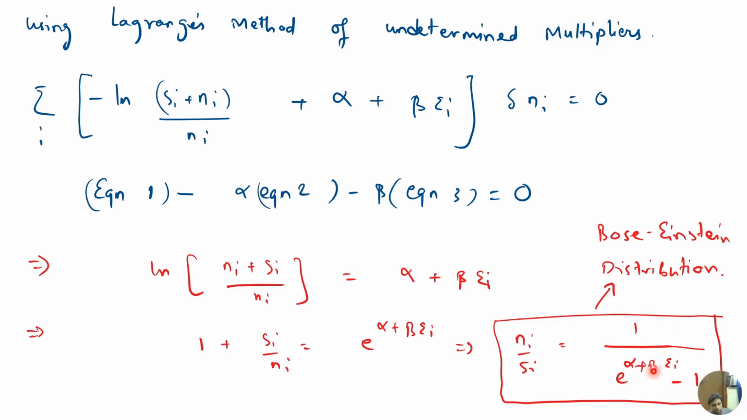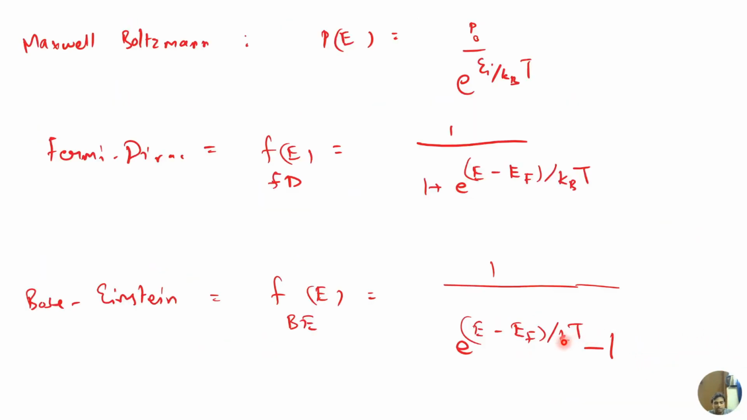Now it will turn out that beta is 1 by kBT and alpha is EF by kBT, and what we have here finally is an expression like this. So Bose-Einstein statistics will have this exponential factor minus 1, and Fermi-Dirac statistics will have this exponential factor plus 1. Mathematically it just looks like a change of sign, but it has very deep consequences.